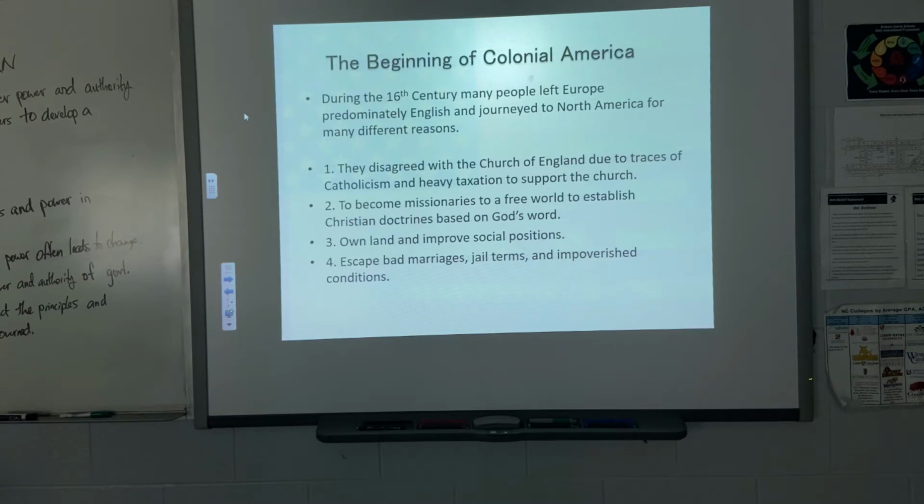So there again, because of the difficulty in England, many people said, let's run the risk and go across the Atlantic Ocean and reside in the New World. That is a social reason as well. Escape bad marriages, jail terms, and impoverished conditions. Jails and prisons were crowded. So, with the necessary clearance from England, the individual could be released from his confinement and allowed to board the ship and come to the New World.